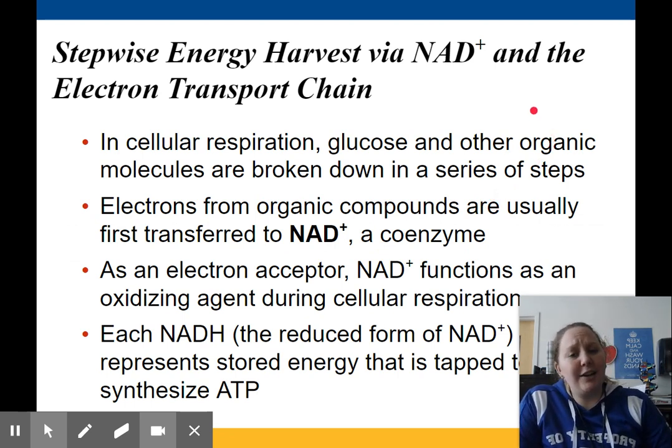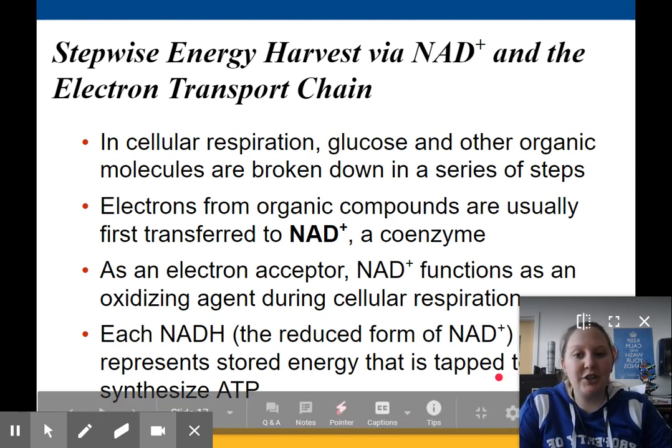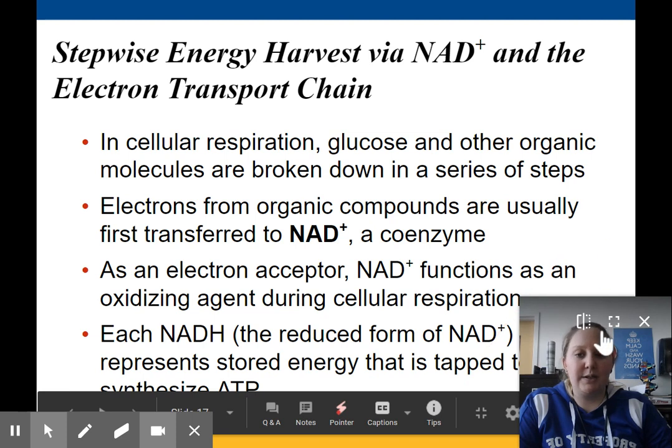A stepwise energy harvest using NAD+ in the electron transport chain. Cellular respiration uses glucose and other organic molecules to break down these molecules in a series of steps. Electrons from the organic compounds are usually transferred to molecules of NAD+, which is a coenzyme whose job is to carry electrons from one part of the reaction to another. As an electron acceptor, NAD+ functions as an oxidizing agent during cellular respiration.